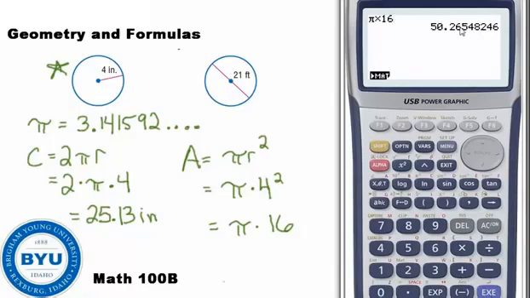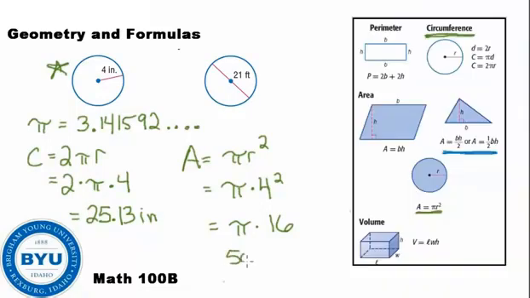Again, we'll round to the nearest hundredth, so 50.26, but I'm going to round up because the next number is 5, so 50.27. And my units here, because I'm doing area, would be inches squared. So that's how we do circumference and area of a circle using the number pi. Again, if you want to use 3.14, that's fine.